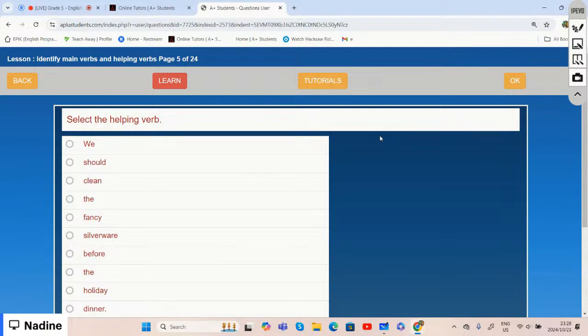All right, so now we're going to select the helping verb within the sentence. Keeping in mind the helping verb comes before the verb, and it helps the main verb to show action.